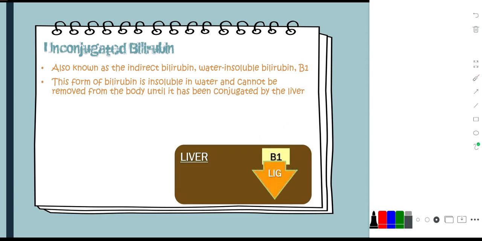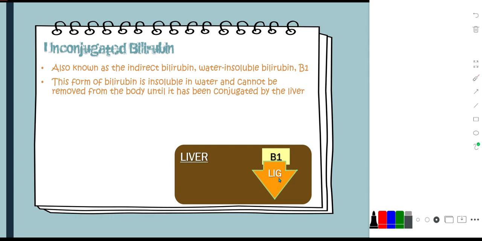But remember, once the B1 enters the liver, your albumin will let go of your B1 and another carrier particle will receive your B1. This carrier particle now will be your ligandin. So if the question is the carrier particle for B1 from reticuloendothelial cells to the liver, that's your albumin. But if you are asked the carrier particle of B1 in the liver, it's no longer albumin, but rather it is now your ligandin.